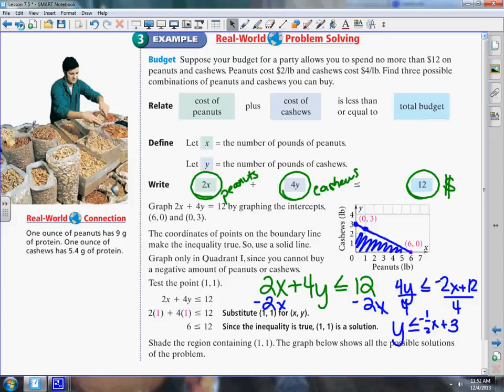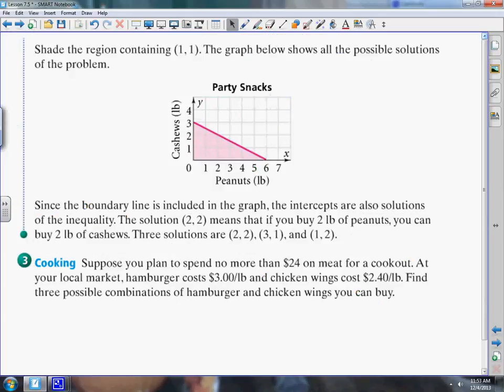Now look, they only drew a positive graph because I can't have negative 2 pounds of cashews or negative 3 pounds of peanuts. It has to be just positive. So anything on this line would equal $12, and anything in this shaded area would be less than $12. Okay, so shade the region containing 1, 1, the graph below. Okay, so here's the possible for cashews and peanuts, just like I just showed you. So now try this one on your own.